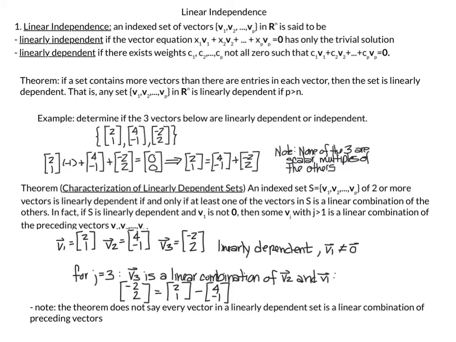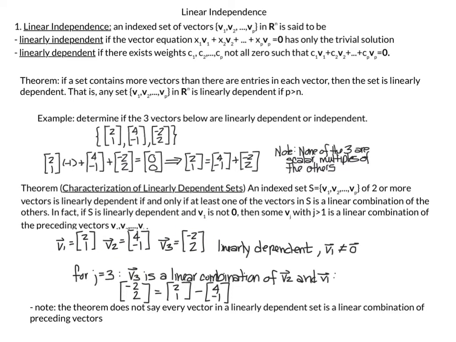The note is the theorem does not say every vector in a linearly dependent set is a linear combination of the preceding vectors. In other words, V2 is obviously not a scalar multiple of V1, and therefore V2 is not a linear combination of V1. It's just that you can solve for the last vector in terms of the other vectors. And in fact, you can solve for any one of these vectors in terms of the other two. But this last statement is you can always solve for the last vector in terms of the preceding vectors if they are linearly dependent.